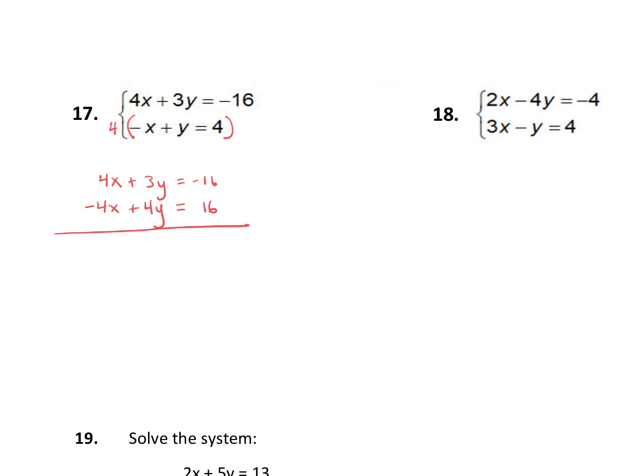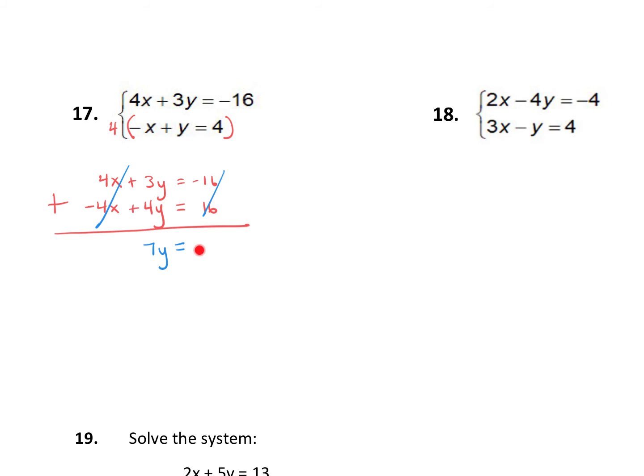All right, so now I'm going to add the two equations together. When I add the equations together, I want the x's to eliminate, so 4x plus negative 4x cancels. That equals 0. Then I have 3y plus 4y equals 7y. And then over here, this throws people off sometimes. Here's negative 16 plus 16. So, hey, they cancel. We'll cross them out. But I still have an equation down here.